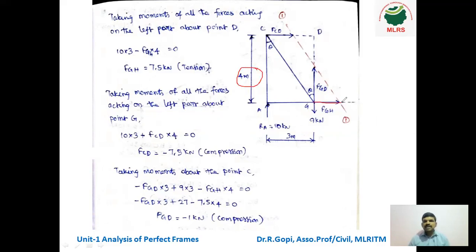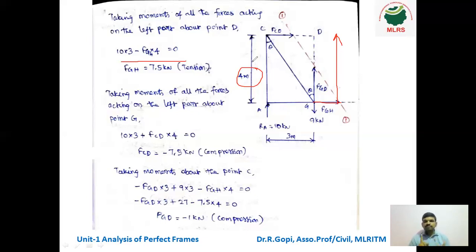So this FGH into this height. This force into perpendicular distance, it is anti-clockwise. This height is 4 meter. So minus FGH into 4.